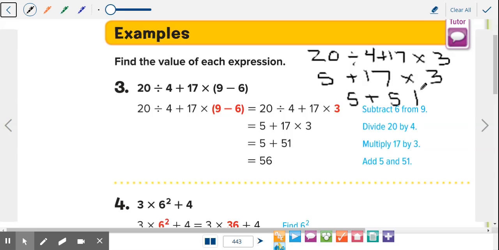51. And then all we got left is addition, so we add it up, and you get 56.